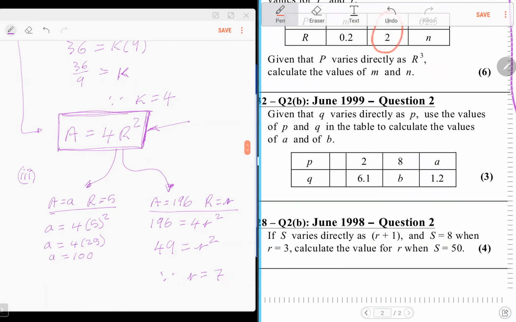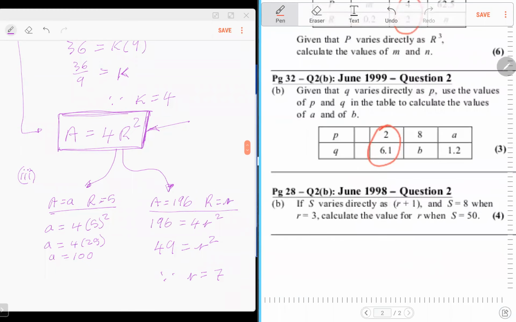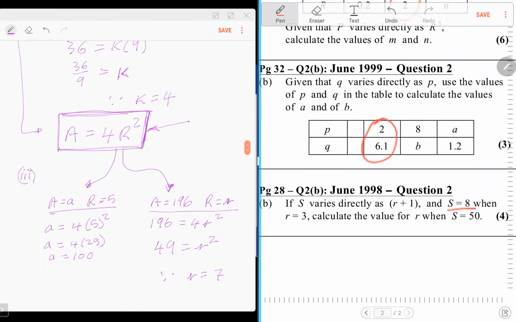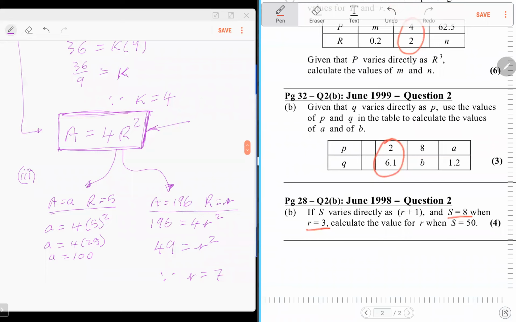Look at this one. See the pair here? Look at this question. They say S equals 8 when R equals 3. That's a pair. They will always give you a pair of values to find the K. Some questions will mention K, some won't mention any K. But remember, if it's direct, if the question said direct variation, then the first thing equals K times the second thing. Let's write it out.